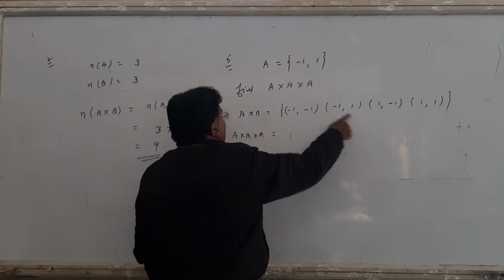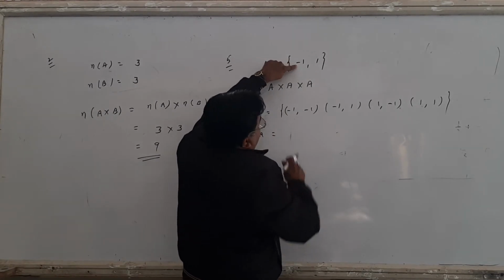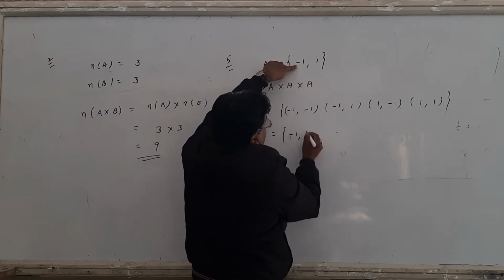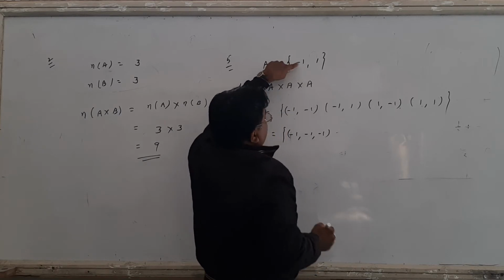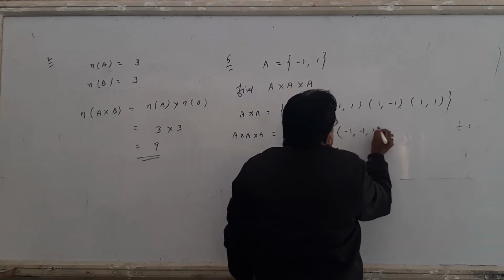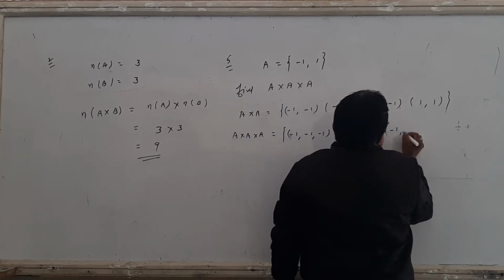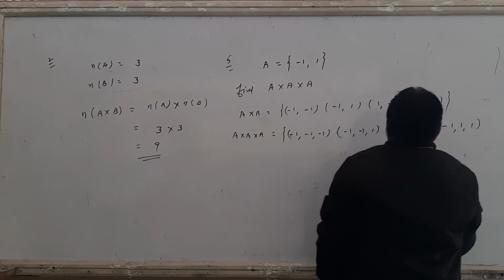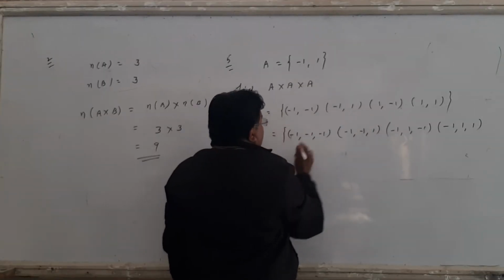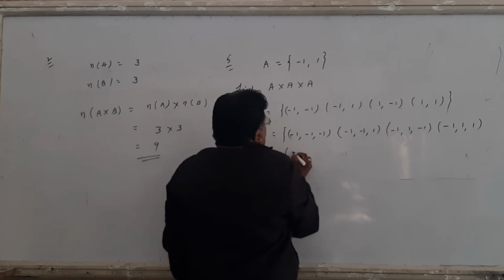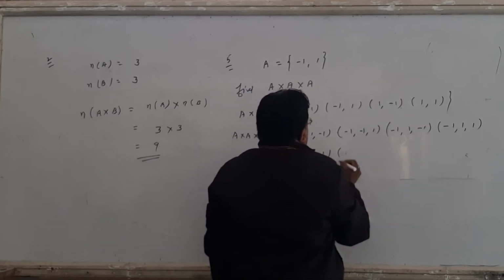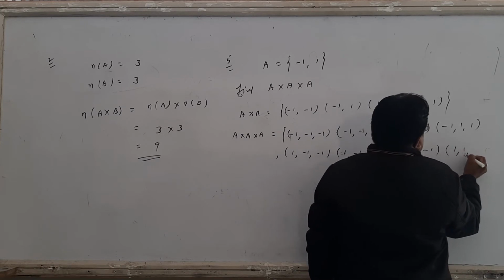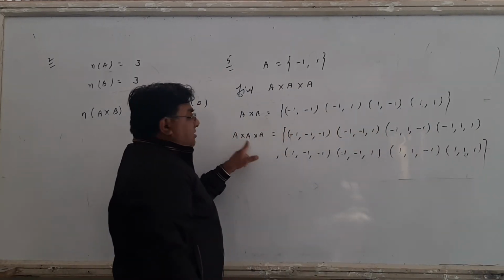So now A cross A: the value. There are 4 elements, and set A has only 2 elements. Now the first element will make a pair with everything. So that is (-1, -1), then (-1, 1). And again, the element 1 has a relation with all: (1, -1), and again (1, 1). So this is the value of A cross A.